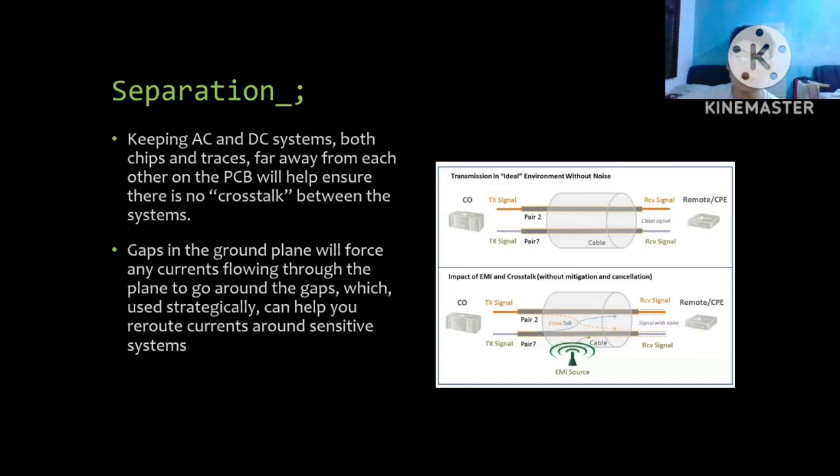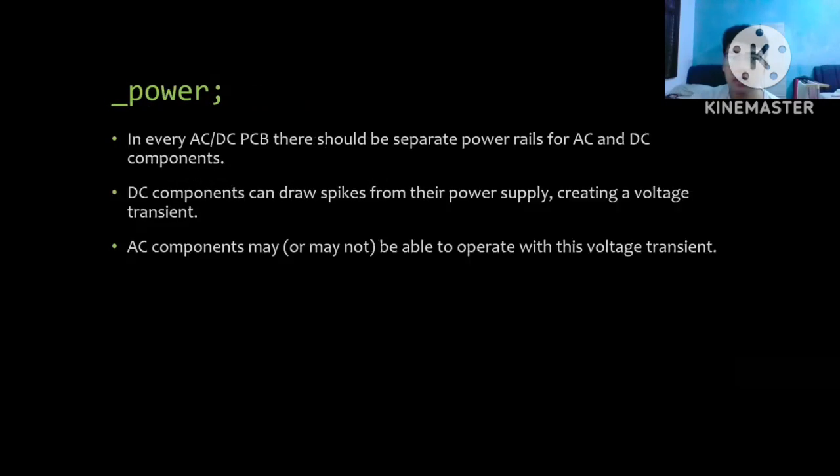As we can see here, for transmission in ideal environment without noise, we can see there is no crosstalk between the signal, so it will receive clean signal. And the impact of EMI and crosstalk without mitigation and cancellation, it will disturb the signal and we will receive signal with noise.